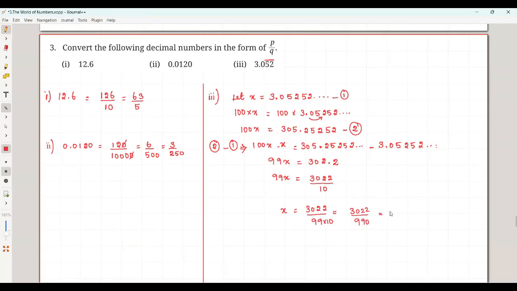If you are just simplifying it, the simplified answer you can write. So just divide by 2 table. 1 2s are 2, balance 1, 5 2s are 10, 1 2s are 2, 1 2s are 2. Just divide by, okay, 4 2s are 8, balance 1, 9 2s are 18, balance 1, so 5 2s are. So now x is equal to 1511 divided by 495. So we have written it in the form of p by q.